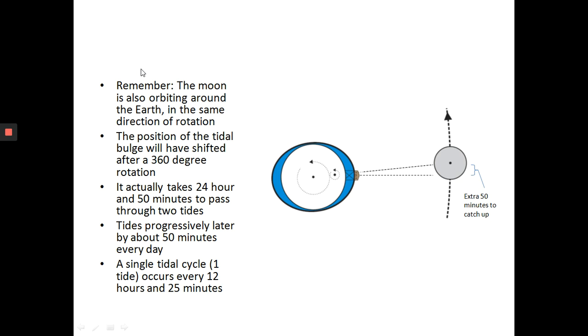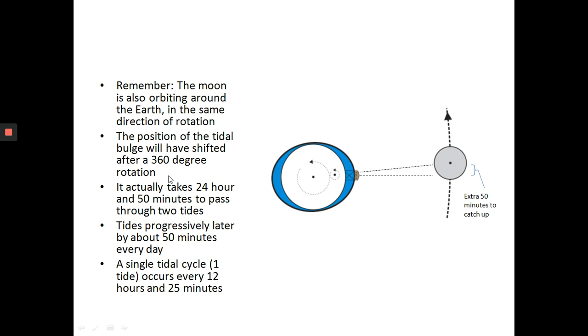You need to remember the moon is also moving. It's not stationary. It is also orbiting around the Earth in the same direction. So after 24 hours, this house here will have reached the 360 degrees again. At 360 degrees, it comes back to the same position, right? But the moon has also shifted a little bit in the same direction.